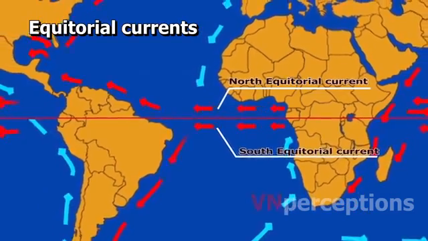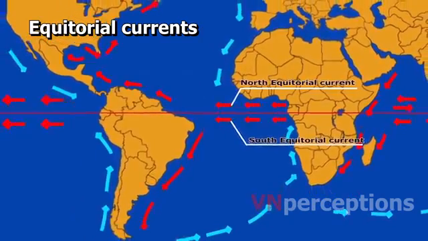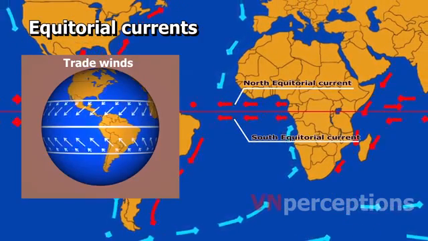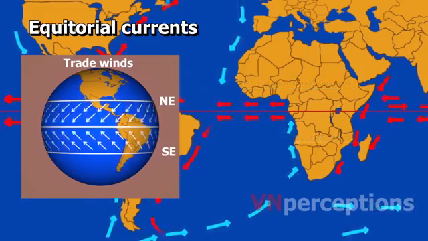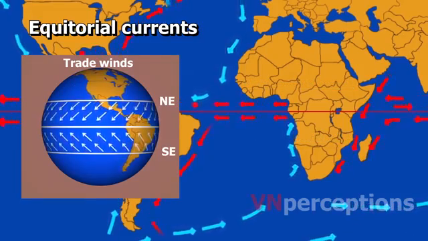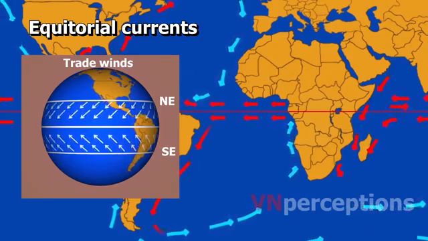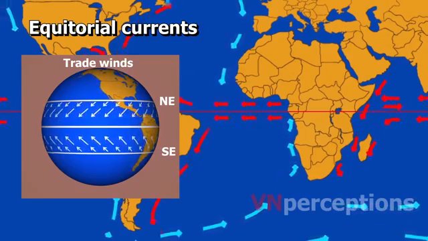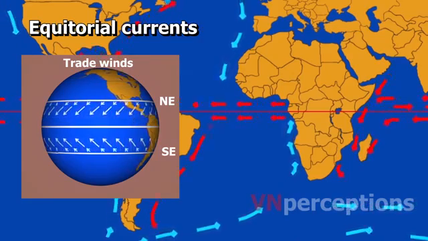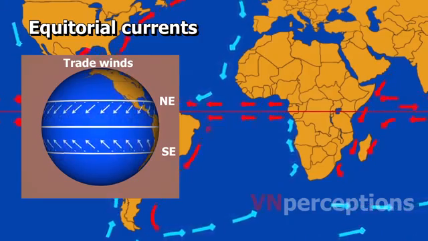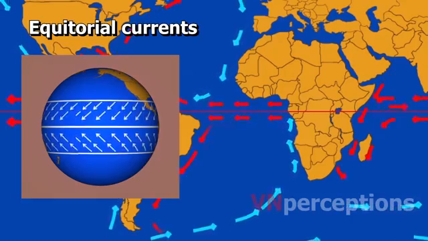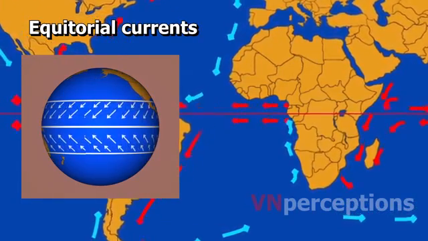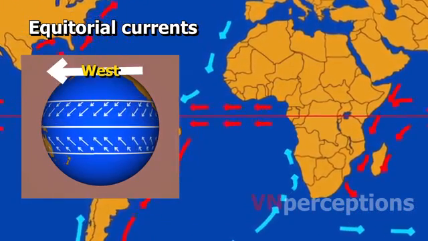Now these currents derive their energy mainly from the trade winds that blow from the northeast and southeast in the northern hemisphere and southern hemisphere respectively towards the equator. Because of the deflection created by the rotation of the earth, that is the Coriolis force acting on it, these currents move almost towards the west.